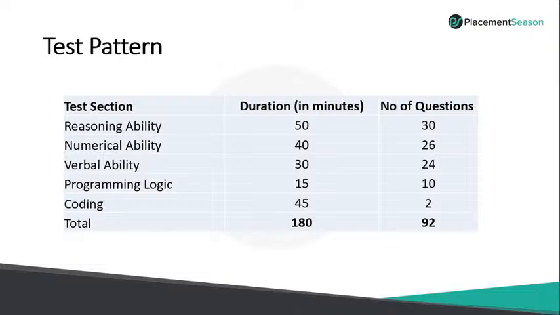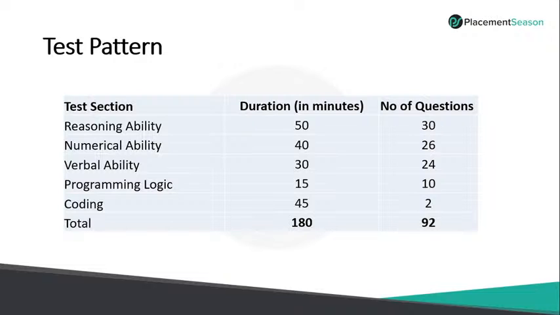Some students may think that if I save some 20 or 15 minutes in reasoning ability, I can use it in the quant section or in the programming section. That is not the case with TCS this year. You need to use the time allotted for a particular section only for that section. You cannot take it to the next section. Similarly, you cannot go back to a previous question and answer. Once you click save and next, you have to go to the next question and you cannot come back to previous questions. So you have to divide the time accordingly.